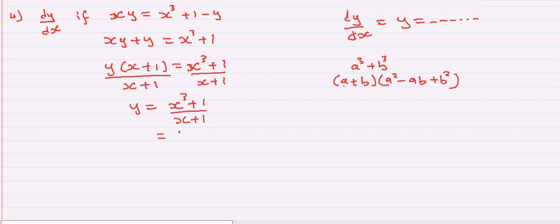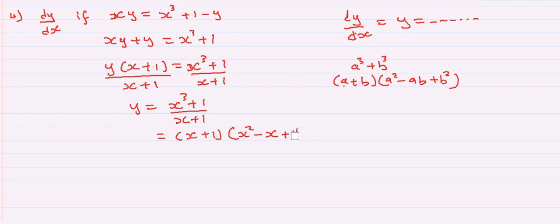So the cube root of x is going to be x. The cube root of 1 is plus 1. x squared is x squared. If it's plus, becomes minus. 1 times x becomes x. Then last term is always plus. You square 1, becomes 1 squared. All this divided by x plus 1.